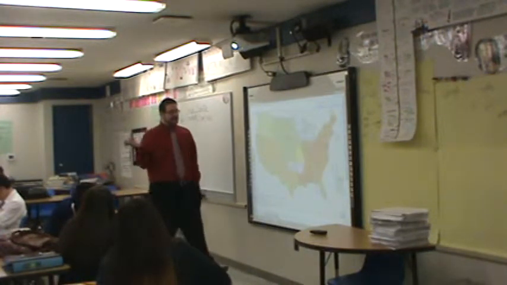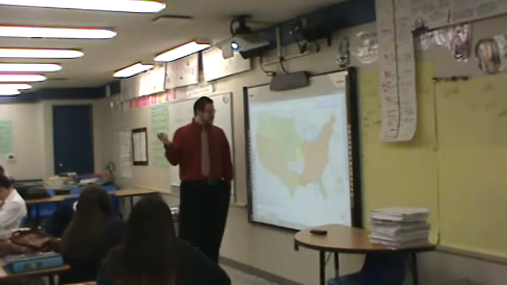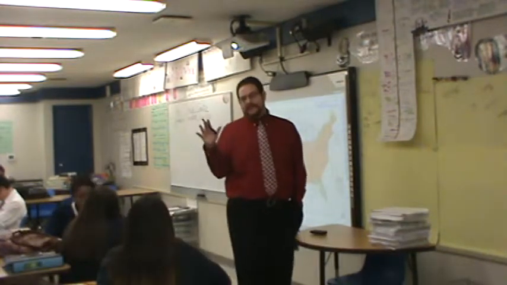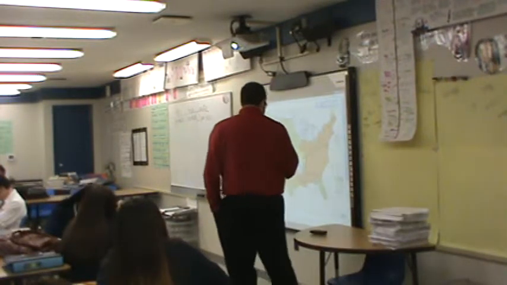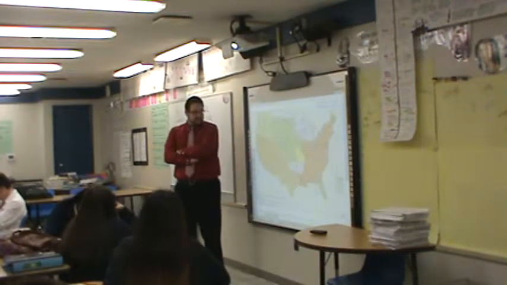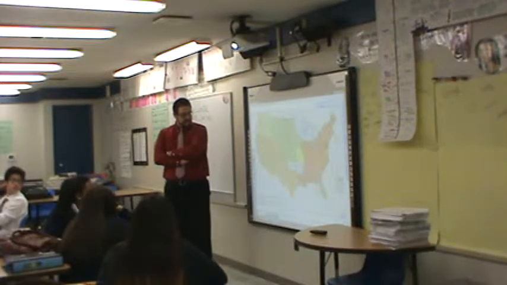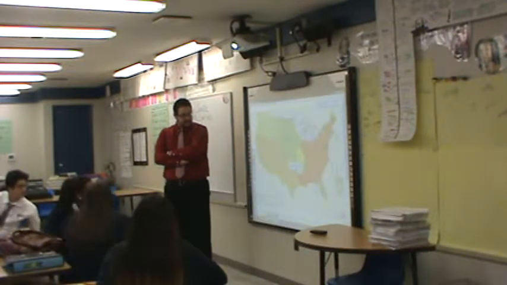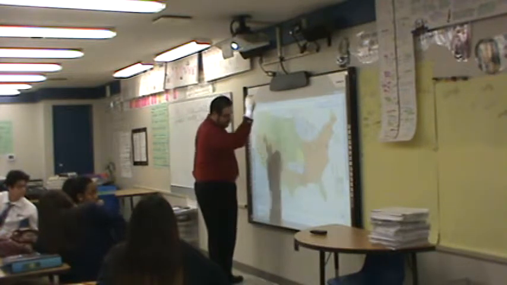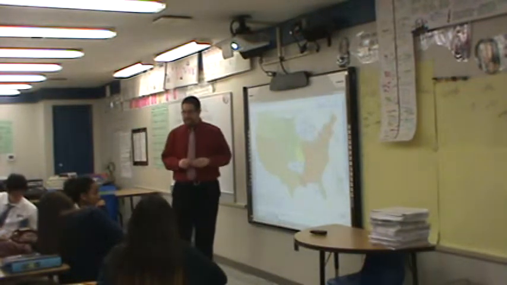Let's see if we can figure out what the arguments are. What does the North say, do you think? In the North, some people are beginning to be anti-slavery, but this is not a major movement yet. Let's just look at our lines and our geography. People in the North say Missouri is anti-slave. Why? It's north of the Ohio River. We said there's no slavery north of the Ohio River. Therefore, no slavery in Missouri. Duh.